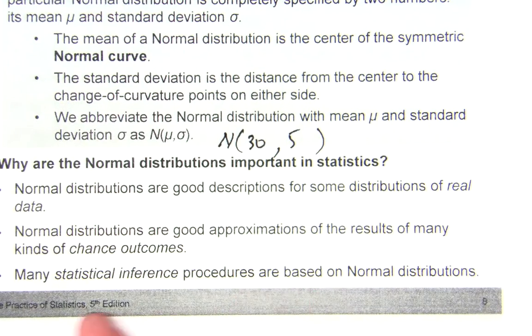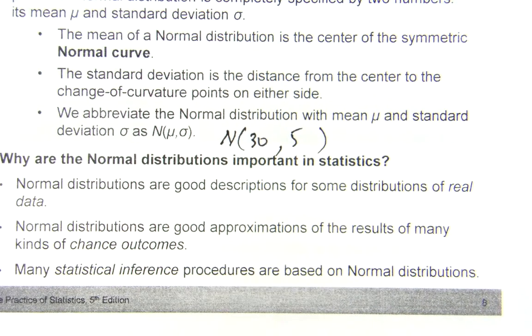And normal distributions are good approximations of results of many kinds of chance outcomes. That's true. They're good approximations. They're not super the best. No model is going to be super the best, but if you can get a good approximation, then why not use it? And many statistical inference procedures are based on normal distributions. If you're in AP Bio, AP Psychology, AP Physics, you want to figure out what type of shape your data is, and can you model it with a normal curve? That is the question. If you can, you're sitting pretty good.